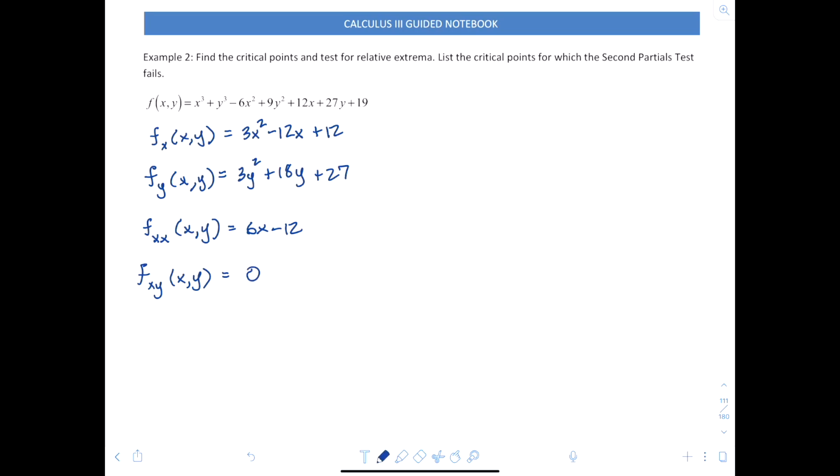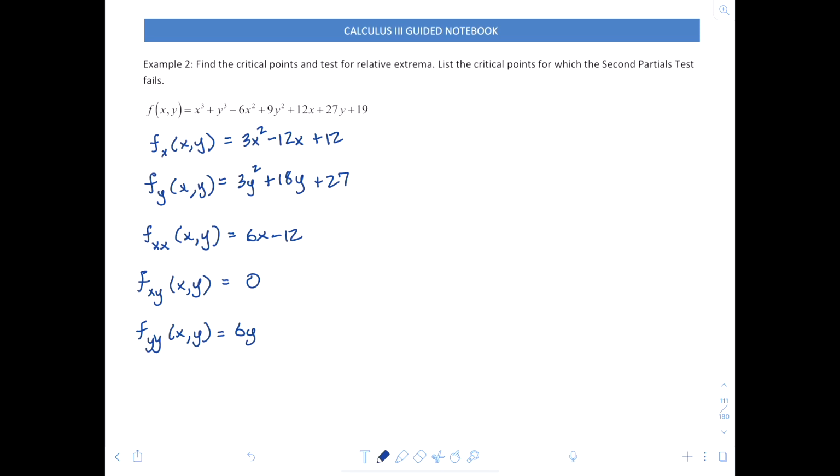Because there's no y terms from the first partial at x. And then fyy at x and y will be equal to 6y plus 18. Cool so far? Okay, so to find the critical point, remember fx at x and y was this.